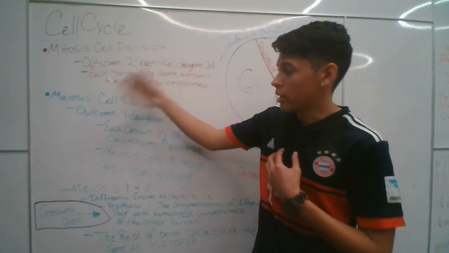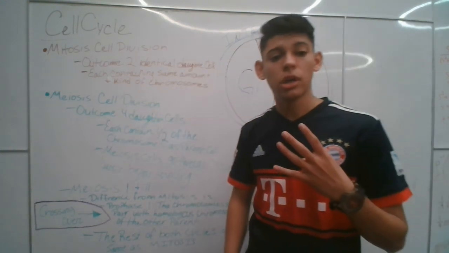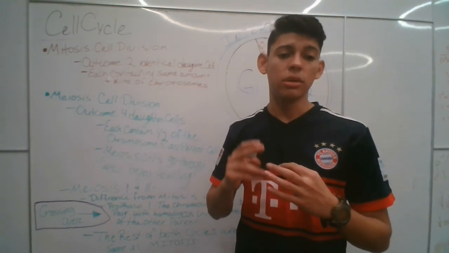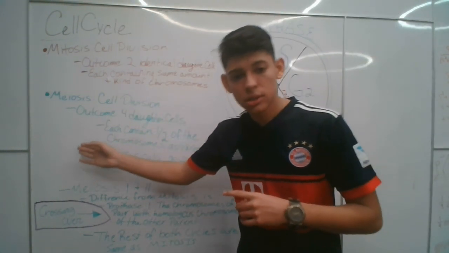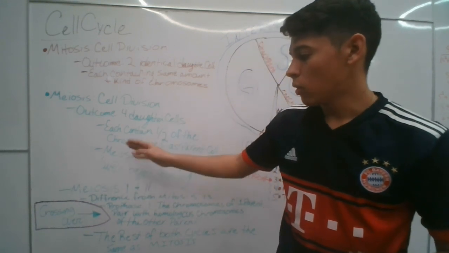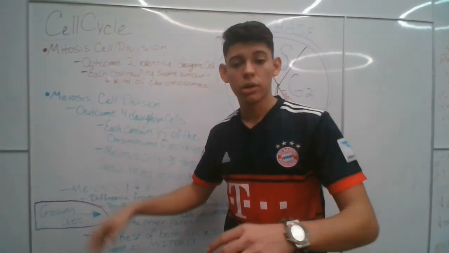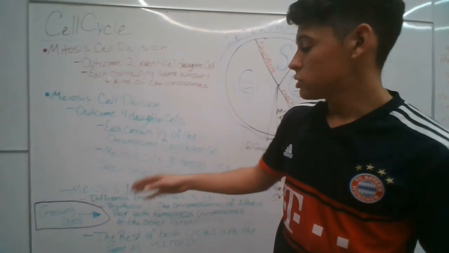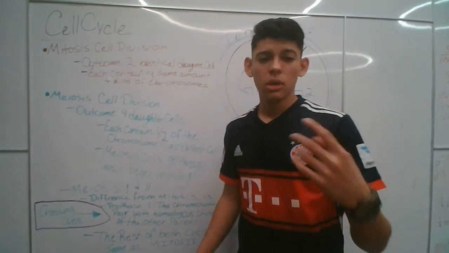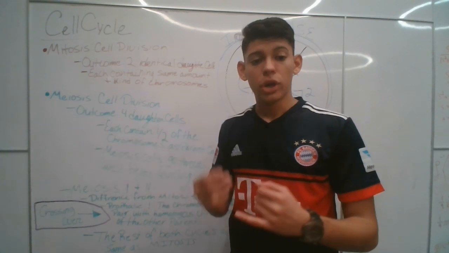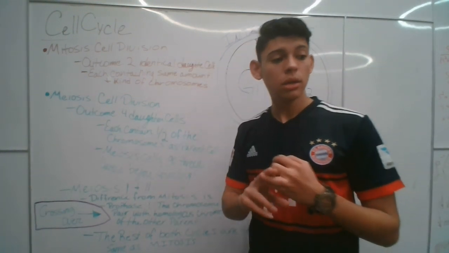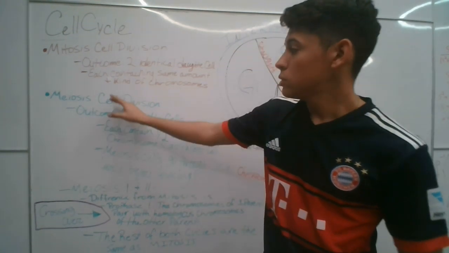On the other hand, in meiosis, we have four daughter cells, each containing half the amount of DNA as the parent cell. Now, on meiosis, for a whole meiotic division to occur, it must go through the cycle twice. Most of our cells go through a mitotic division, but our gametes, which is our sperm and our eggs, go through the meiosis.